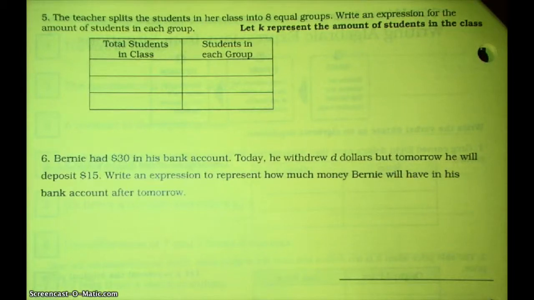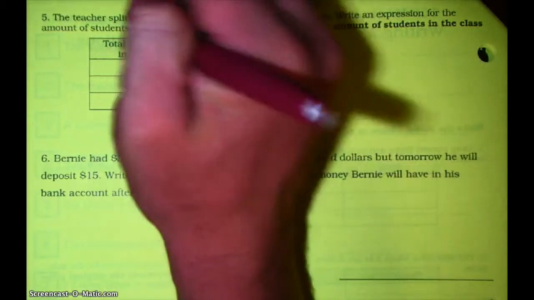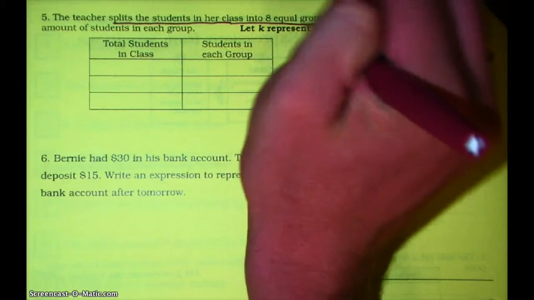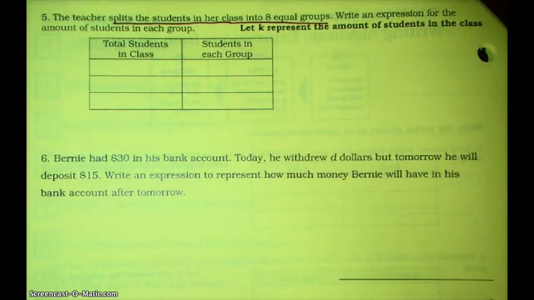So picking up where we left off yesterday, question number 5. The teacher splits the students in her class into 8 equal groups. Write an expression for the amount of students in each group. Let K represent the amount of students in the class. So if I'm splitting up a group of students in the class into 8 groups, I'll be splitting the students up, so it sort of sounds like division.